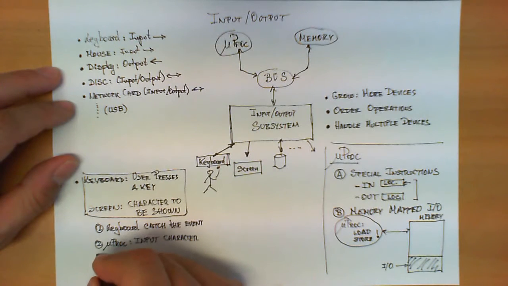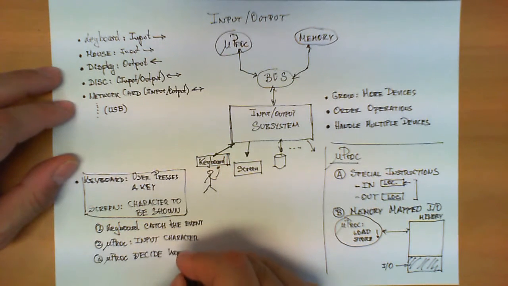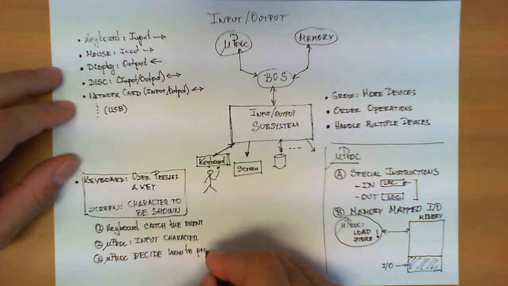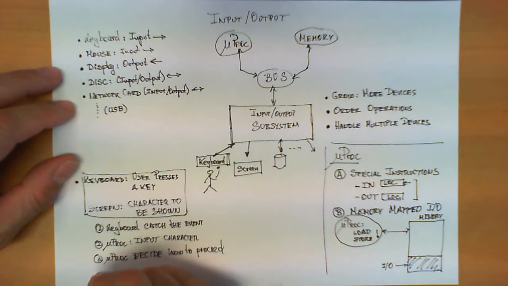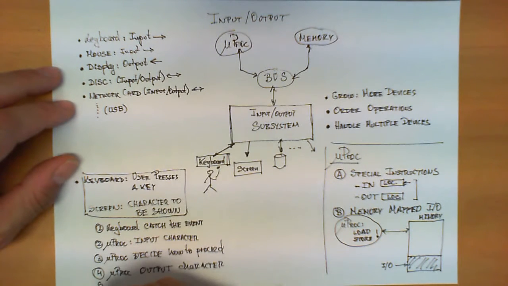So step number three would be for the microprocessor to decide how to proceed. In this case would be selecting the right window. And step number four finally would be for the microprocessor to output the character. And finally, step number five, screen shows character.